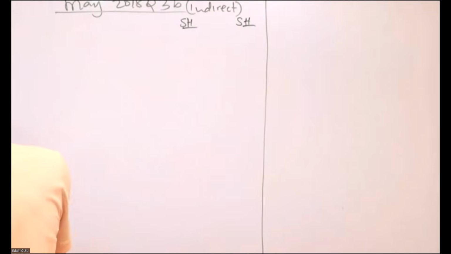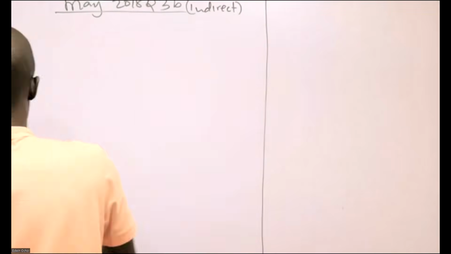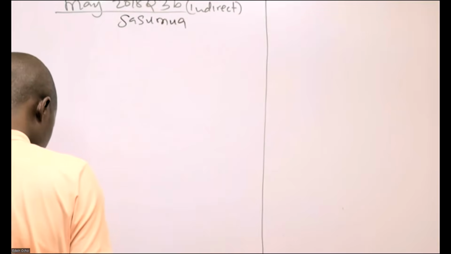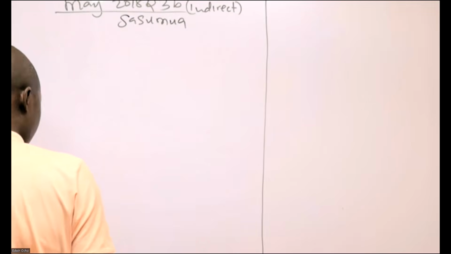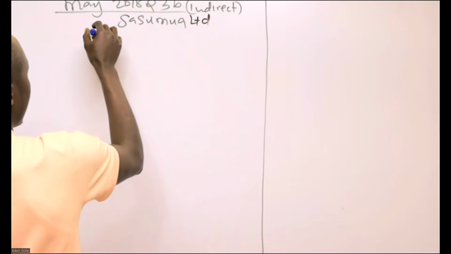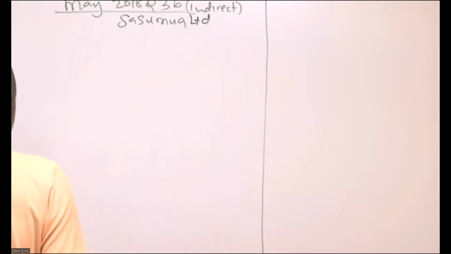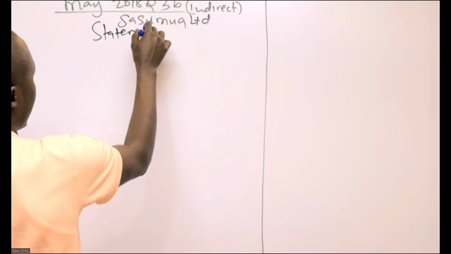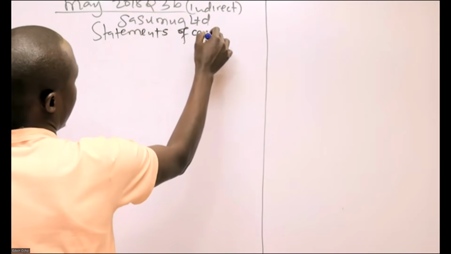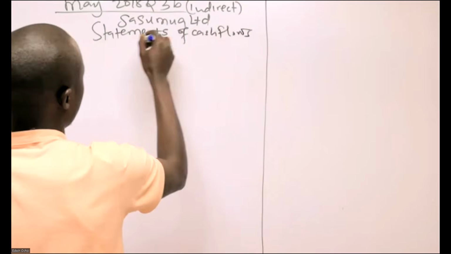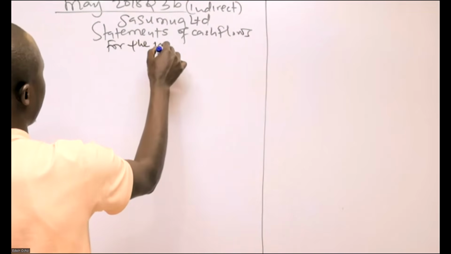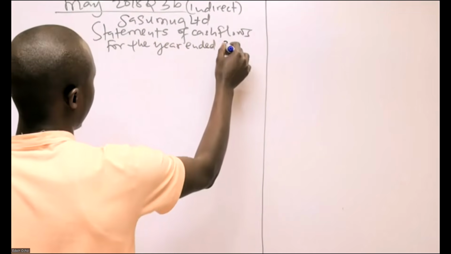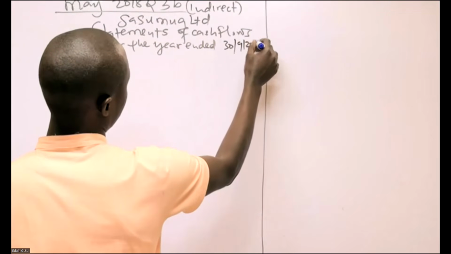So we can write the heading anyway to make it a bit official. The company in this question was called Sasmua Limited, and they need a consolidated statement of cash flows. So that is for the year, and our current year was ending 30th September 2018.